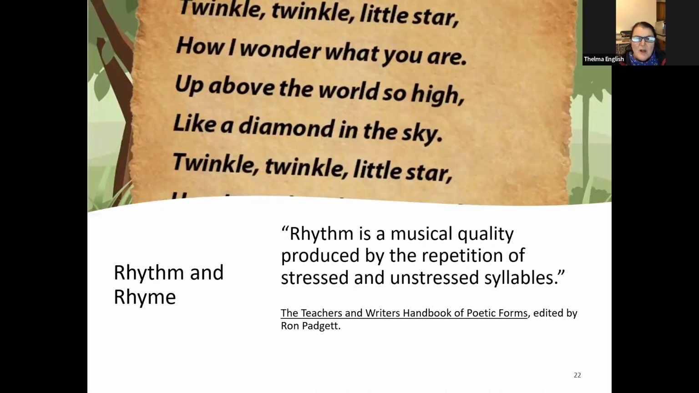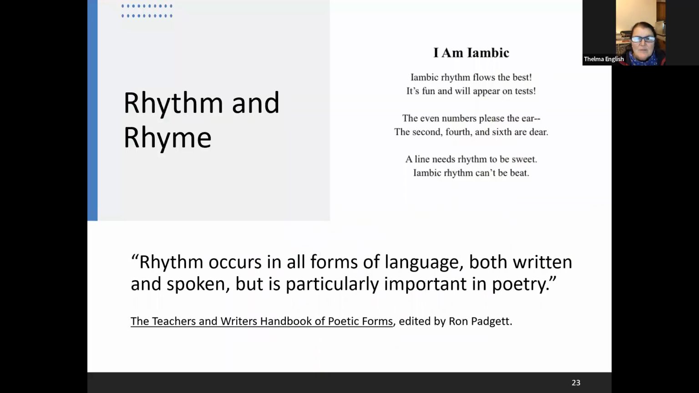Rhythm is a musical quality produced by the repetition of stressed and unstressed syllables, like from Macbeth, the moon is down, I cannot see the clock. Or think of twinkle, twinkle, little star, how I wonder what you are, up above the world so high, like a diamond in the sky. Twinkle, twinkle, little star, how I wonder what you are. It's a musical quality when you get to poetry, and the sonnets are no exception.